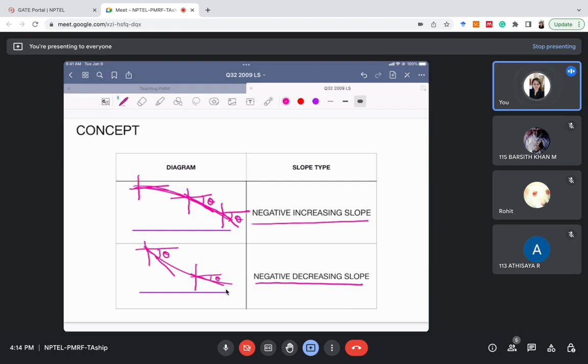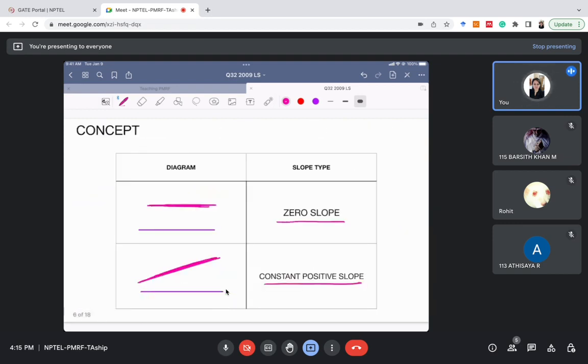So for you, you just need to remember the shapes. The first shape is zero slope, no slope at all. This is constant positive slope. It is neither increasing nor decreasing, but it is in the positive direction. Everywhere, if we draw the tangent, it is theta everywhere. So it is constant, but in the positive direction.